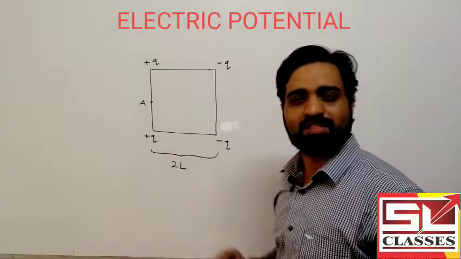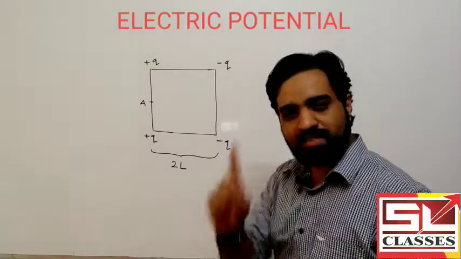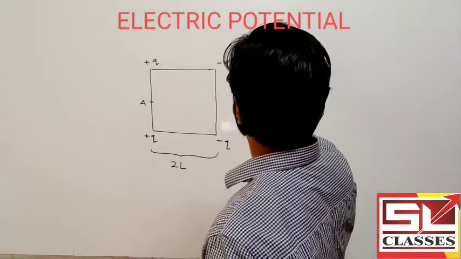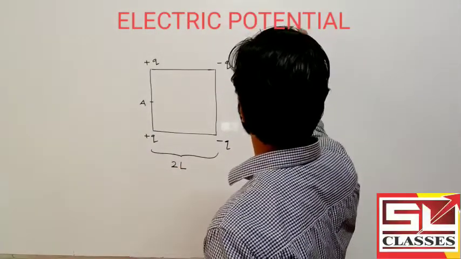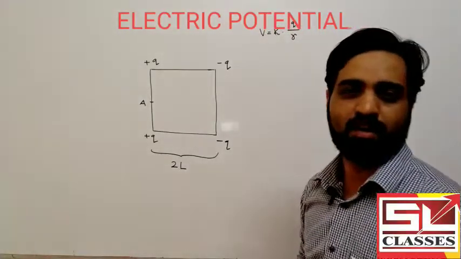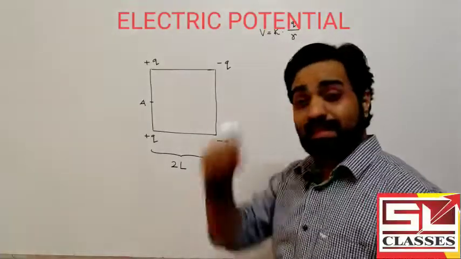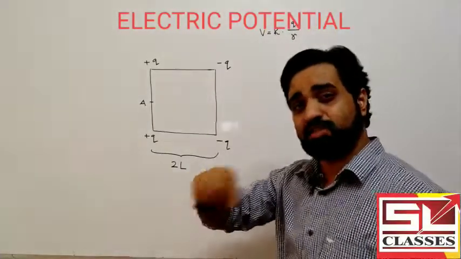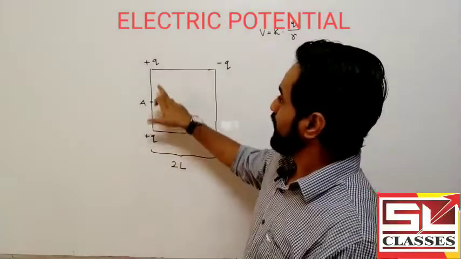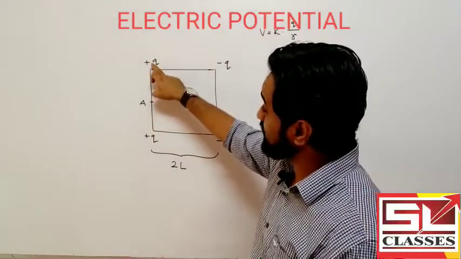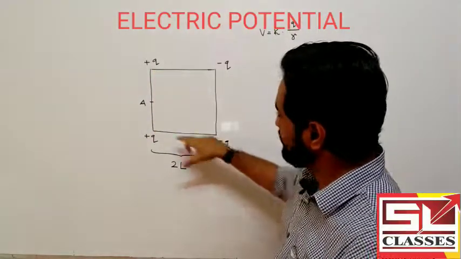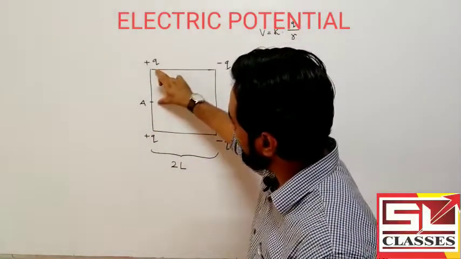So we know potential is a scalar quantity, and due to one charge, the equation for potential is, what is the equation? V is equal to K, that is some constant K into Q by R. This is the equation to find potential. We have to take one charge and the distance from that charge to any point where the potential is to be found. So here we have to take the potential of this plus Q charge taking this distance. This total is 2L, so this distance will be L.